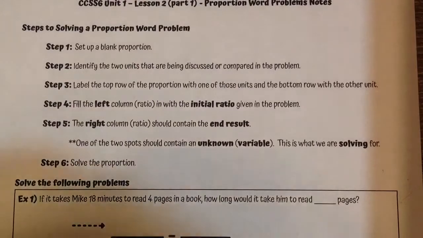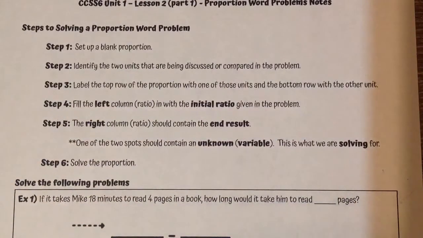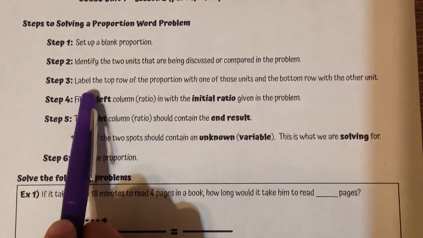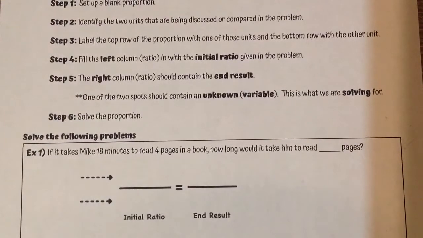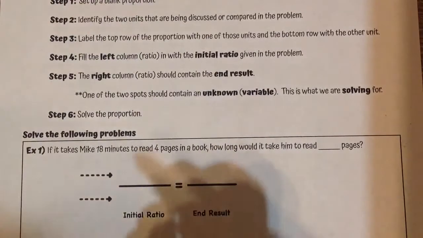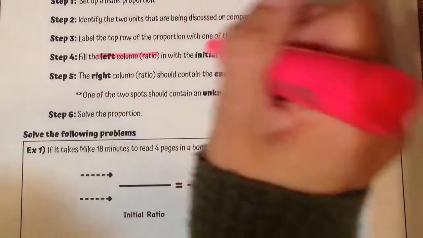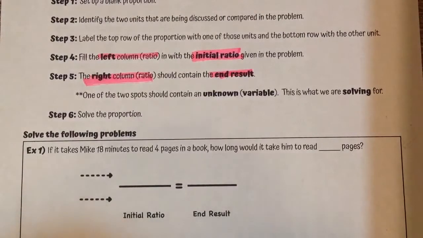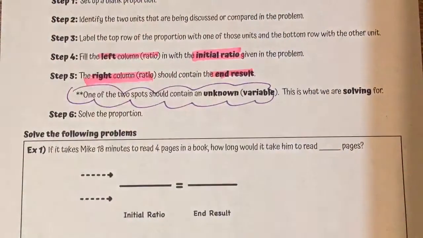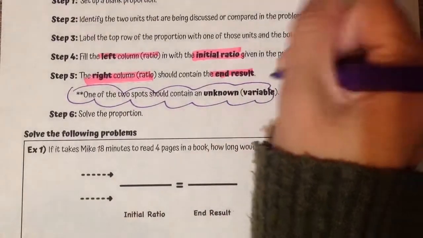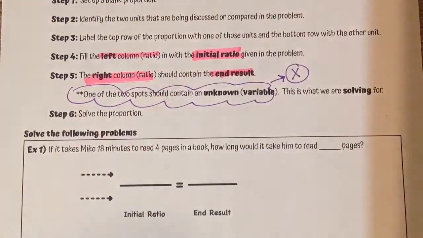Step 2, we're going to identify the two units that are being discussed or compared in the problem. We're going to label the top row of the proportion, so this top row, one of the units, and label the bottom row, the other unit. The left column, or ratio, is going to be labeled with that initial ratio in the problem. The right column is going to be that end result. And note that one of the two spots in that second ratio, that right side column, should contain the unknown variable. That should contain x, because this is what we are solving for.